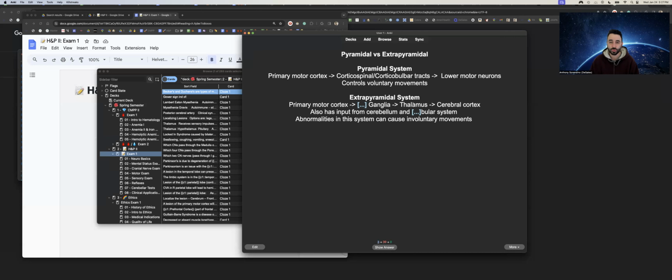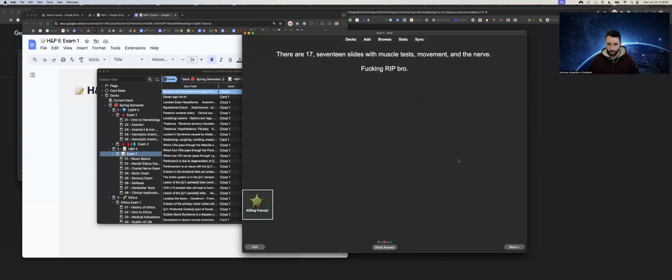Pyramidal versus extrapyramidal. So we're looking here at the extrapyramidal system. So the primary motor cortex, the basal ganglia is the important part here. Thalamus is there too. Also has input from the cerebellum and vestibular. If I'm being honest, I don't know what the vestibular system is. I know the vestibulocochlear nerve. Oh yeah, it's like our cochlea. It's our position. Okay. So vestibulocochlear. I was in the ballpark there.